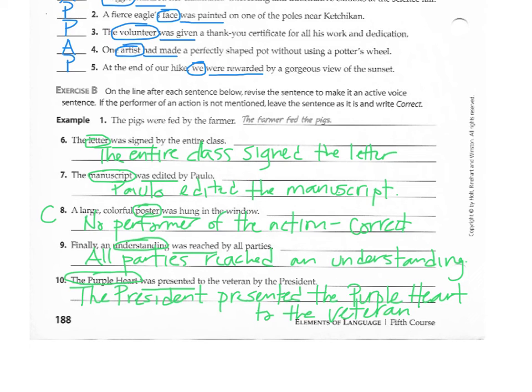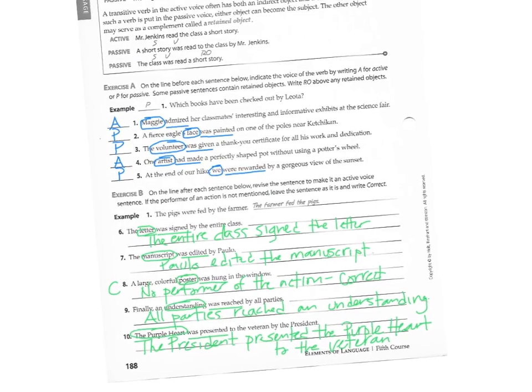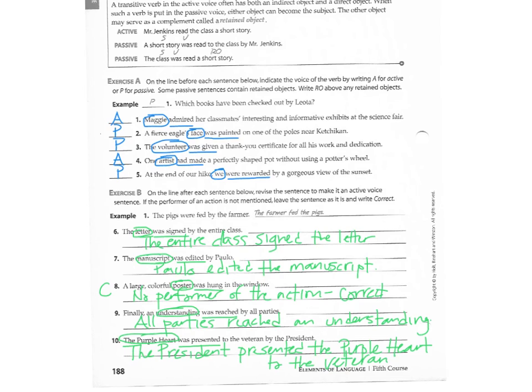Okay? So again, different ways where you can take a passive voice verb and make it active. The key thing to remember is if it's a passive voice verb, it's always going to be a form of be in the past participle. Active voice, the subject is always doing the action.